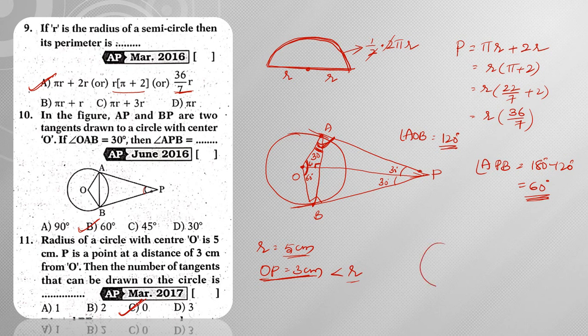So if you want to show it in a figure, so this circle radius is 5. So radius is equal to 5 and some point P is considered inside the circle because 3 centimeters is less than R, hence it lies inside the circle. So we cannot draw any tangents.